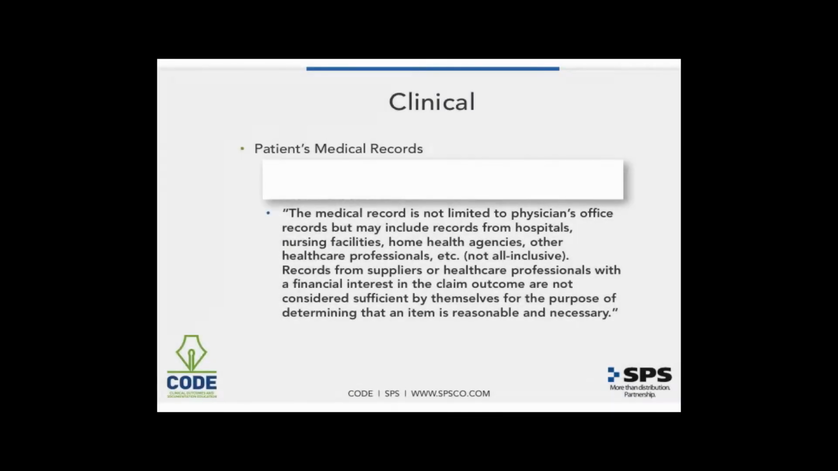I'm going to be really honest here. I find this incredibly frustrating and confusing, and I'm sure it'll come through in my voice as that. But let's look at what we've heard so many times before. That part of the LCD and a bunch of other print information from CMS that says the medical record is not limited to the physician's office records, but can include records from a bunch of other people, right? And the supplier records alone are not enough.